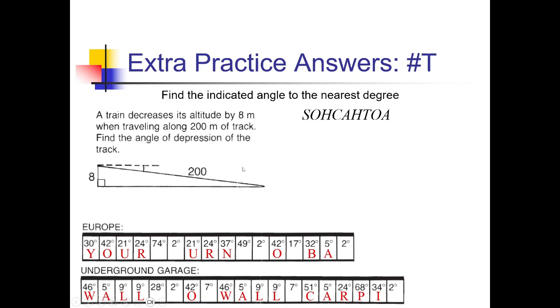And now, if you can believe it, we've come to the final problem. We have all these blanks still, but the one thing you have to keep in mind with this puzzle is not all the blanks are going to get filled in. So now we're seeing what gets this final T. We have a train decreasing its altitude by 8 meters when traveling along 200 meters of track. We want the angle of depression of this track.